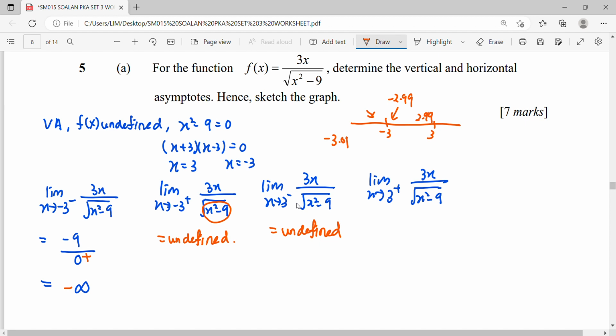So for 3 from the right hand side, we test 3.001. This one can be calculated. 3 times 3 is 9, 9 over 0. We can calculate. This 0 is positive. So positive over positive is positive.